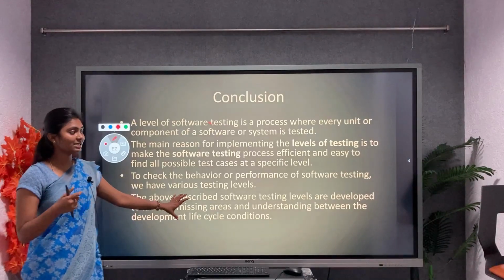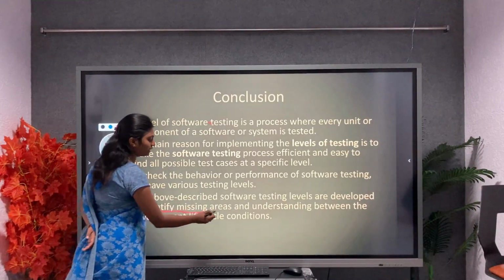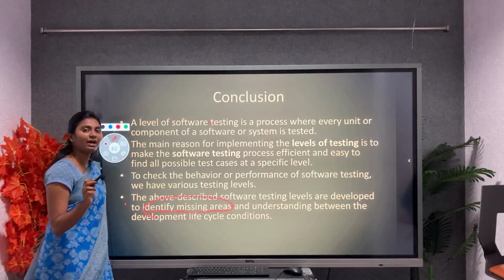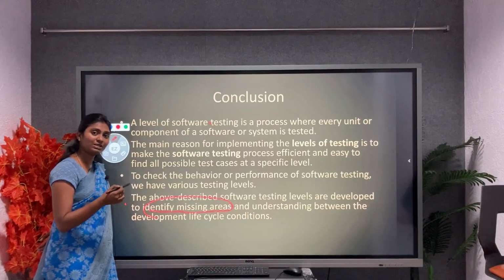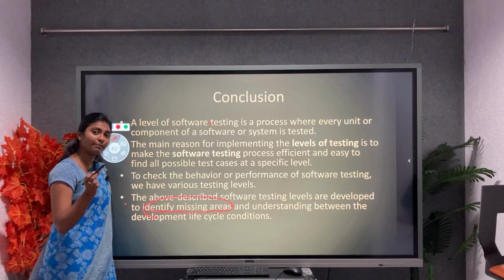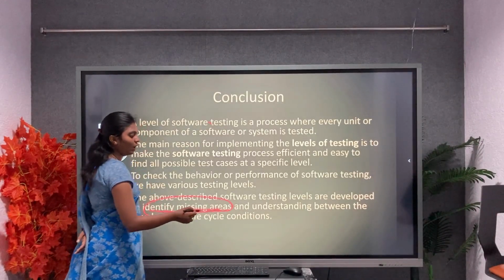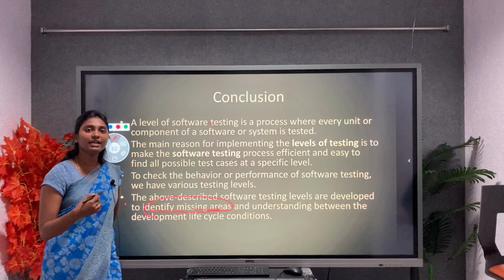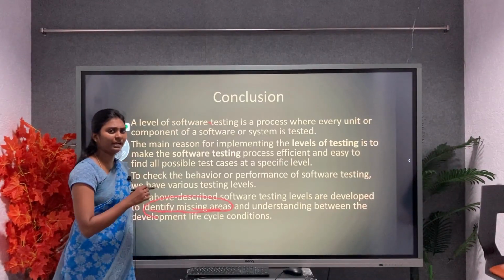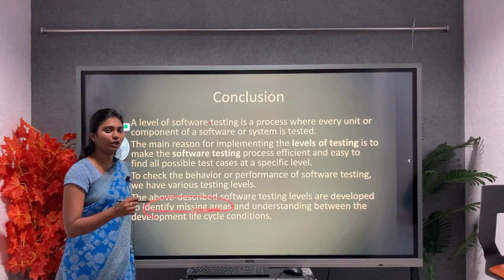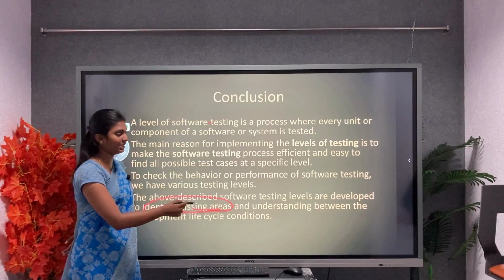Lastly, in developing these levels of testing, we first have to identify the bugs, so we identify the missing areas. We identify bugs such as missing areas, what the missing areas are, and what conditions must be taken to prevent them. These are the needs. Finally, we rectify by following the SDLC phases and preventing the bugs in the missing areas.